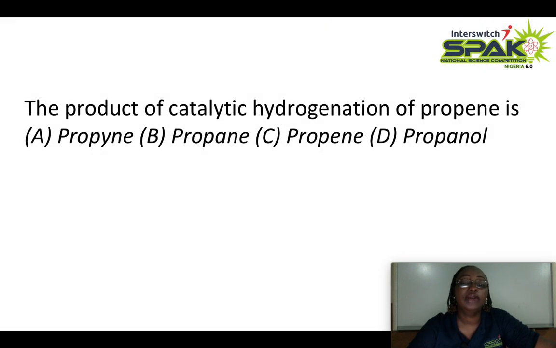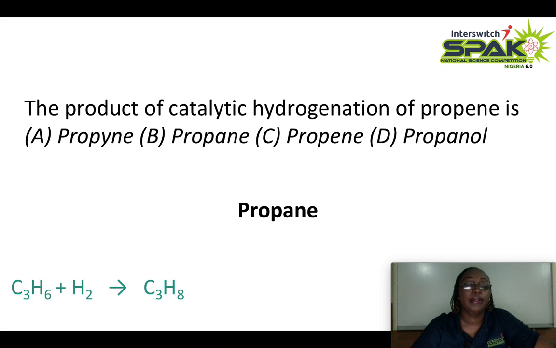The product of catalytic hydrogenation of propene is: A, propyne; B, propane; C, propene; D, propanol. So when you have hydrogen added to propene in the presence of nickel, what do you get? The answer is propane. That's the catalytic hydrogenation of propene. That is the reaction there. Propene plus hydrogen gives propane.